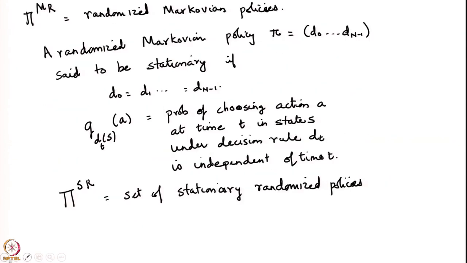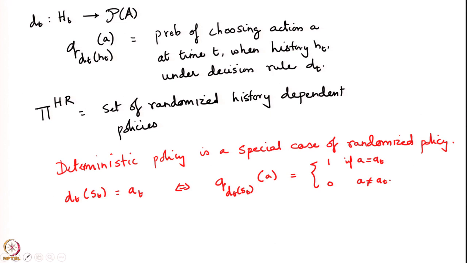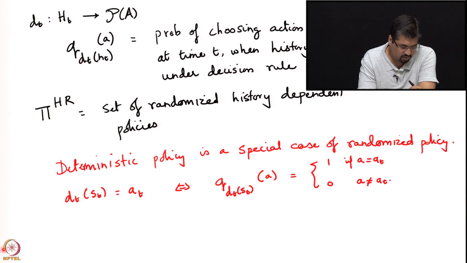One also had a randomized history dependent decision rule. A randomized history dependent decision rule is one where you map, at any time t, the history up until time t to a probability distribution on the set of actions available in the state at time t. So, q of a sub dt of ht told you the probability of choosing an action a when you have chosen a randomized decision rule dt and the history realized up until time t is ht. This then gave you a probability distribution on the set of actions, and it had the same constraints as before.